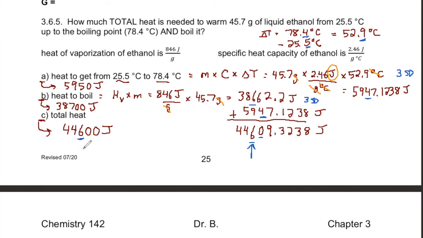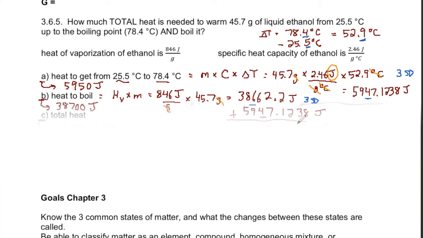or minus 100. The answer key that I have typed up ends up coming to 44,700 because I rounded it at each step and I added both of these rounded numbers, but that's okay because this is the uncertain digit. So if some people got 44,700, that's okay as well.